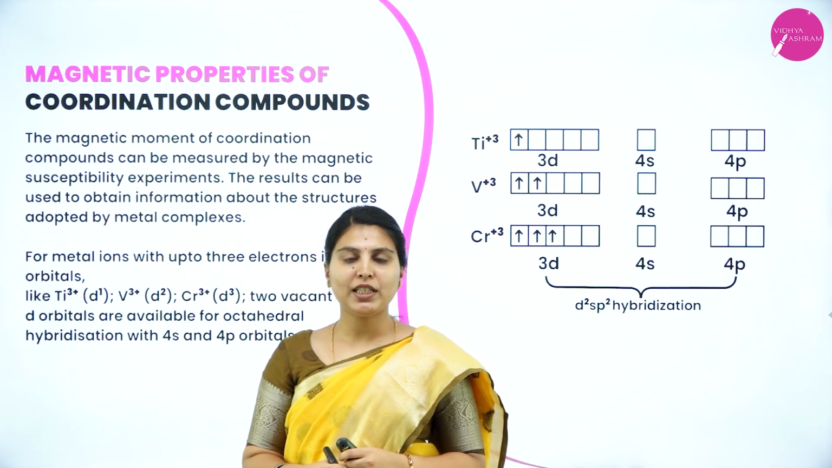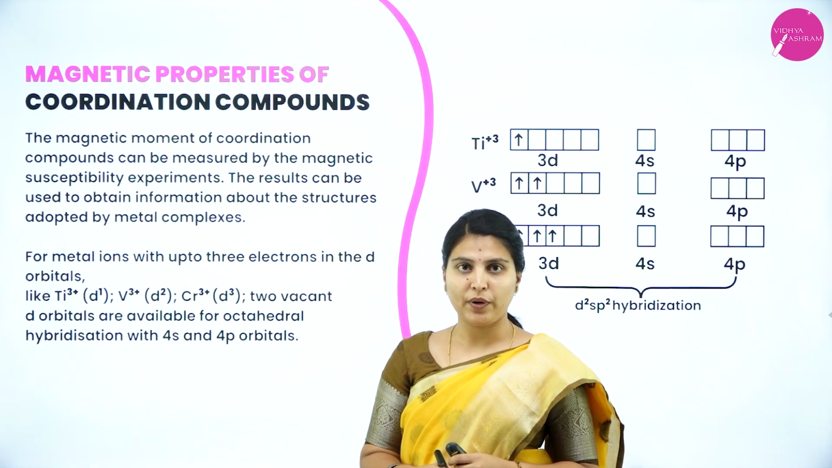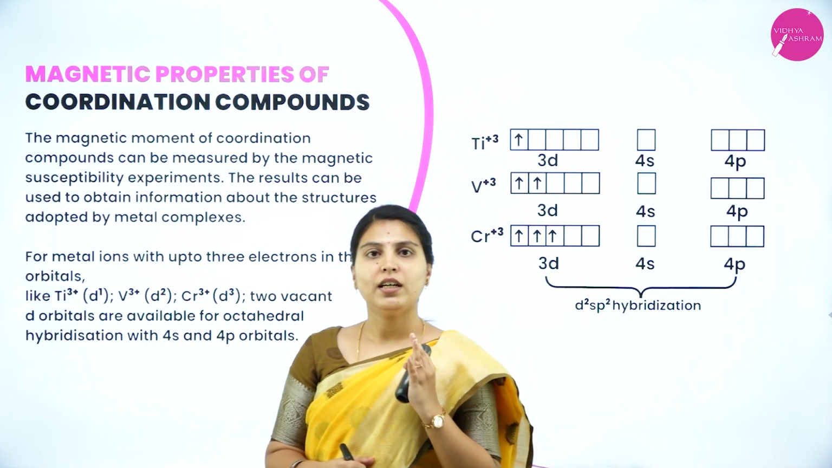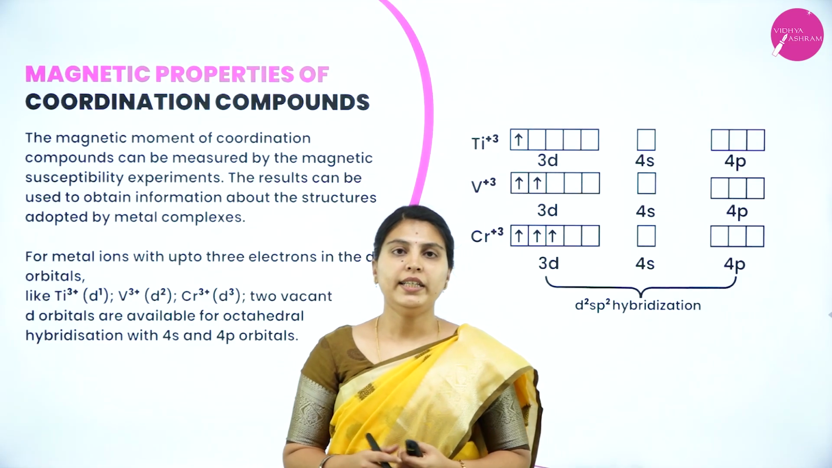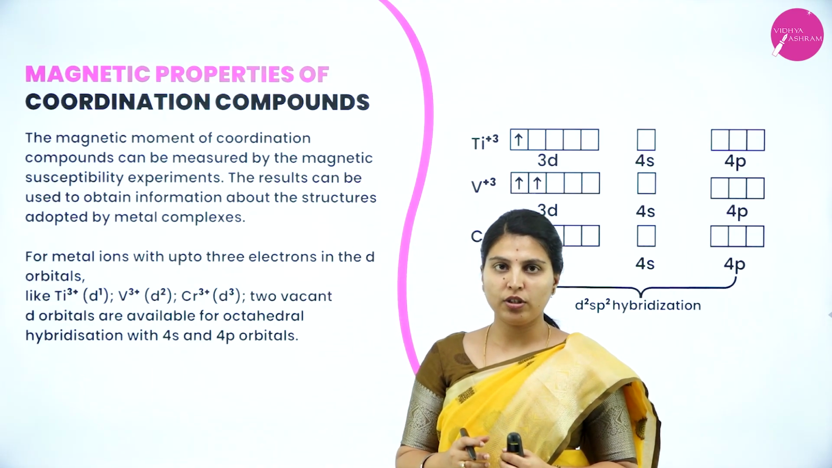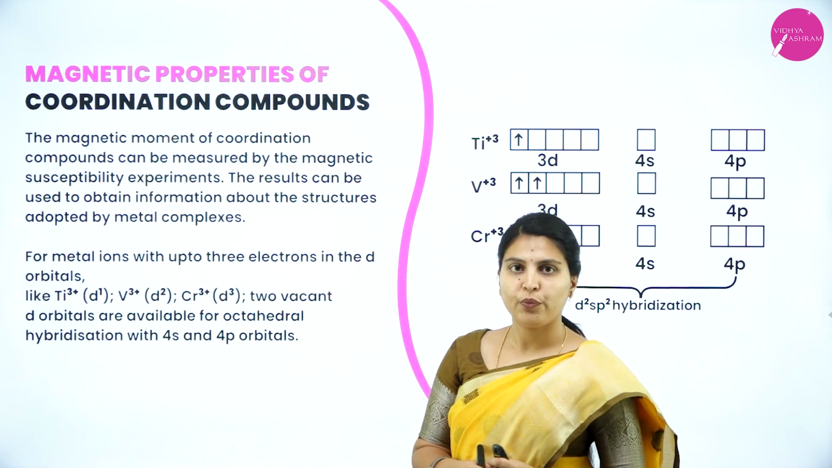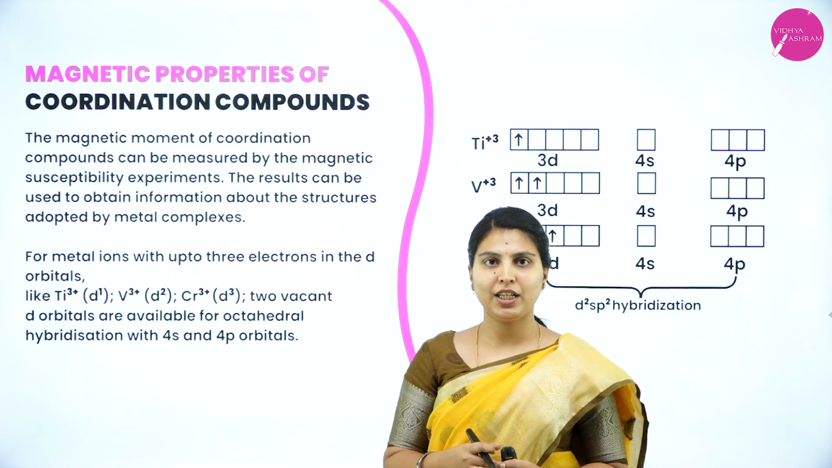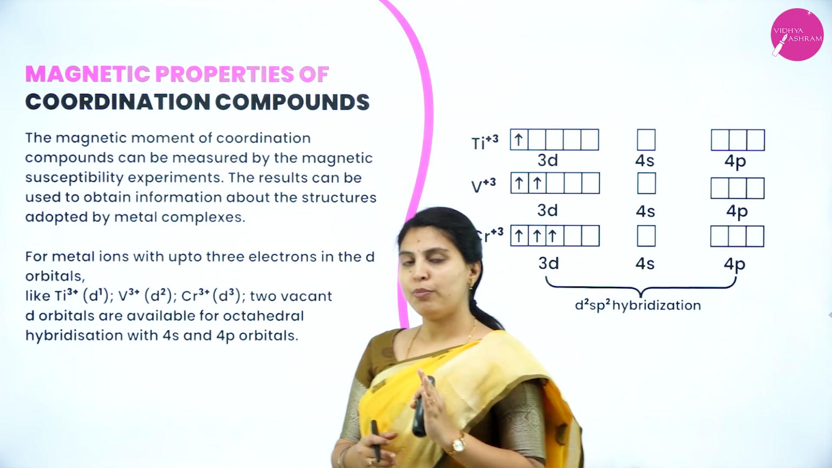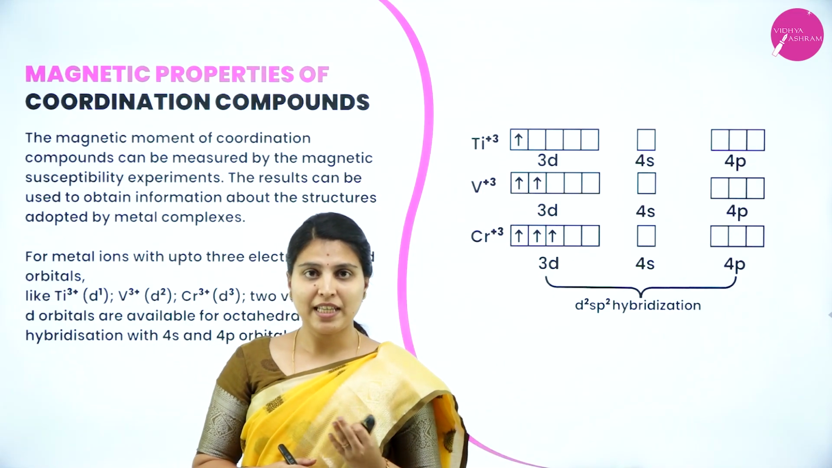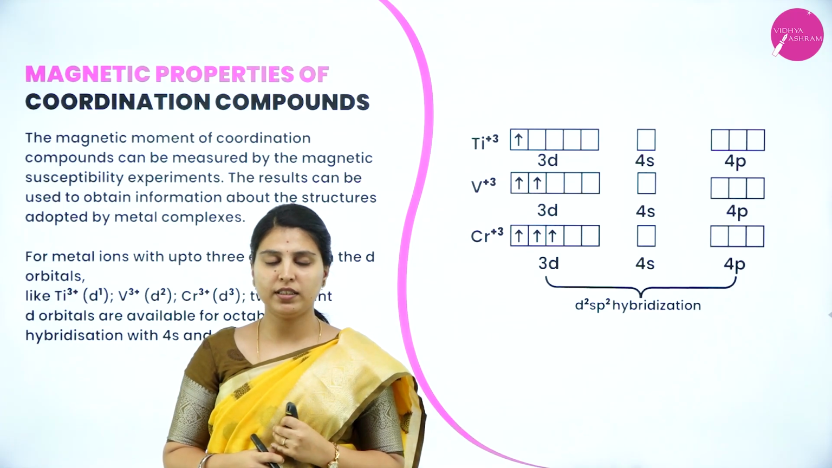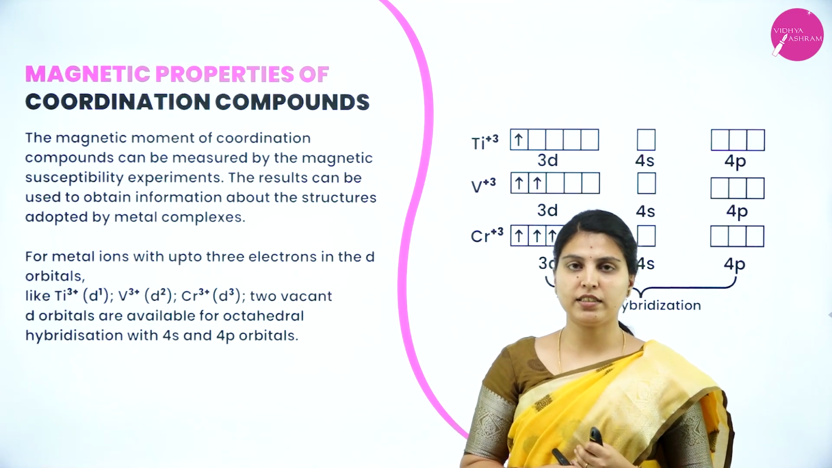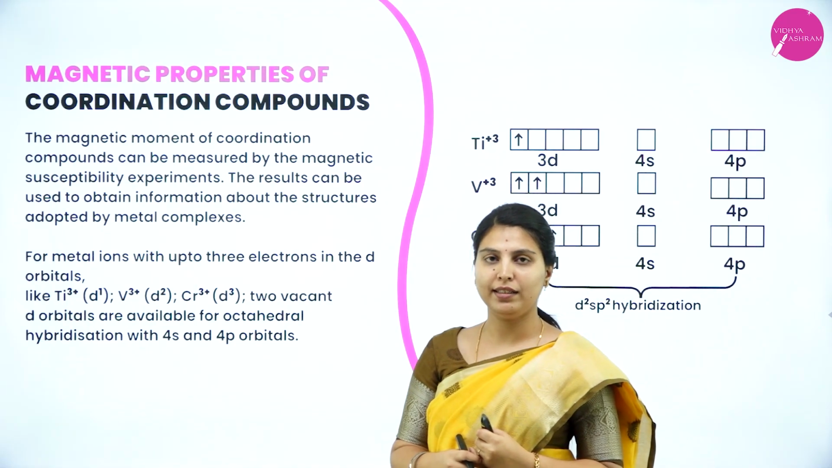The magnetic properties of a coordination compound provide indirect evidence for the orbital energy involved in the bonding. If a compound contains unpaired electrons, then those unpaired electrons will show a magnetic moment, and that magnetism is called paramagnetic. And if the compound contains no unpaired electrons, the magnetic moment will not be exhibited. That kind of magnetism is called diamagnetic in nature.